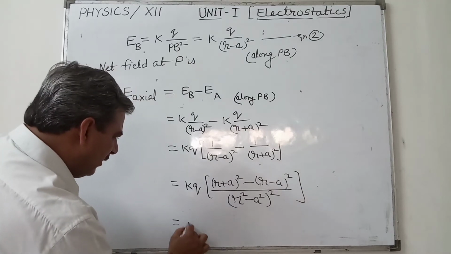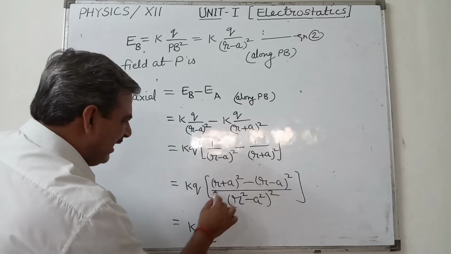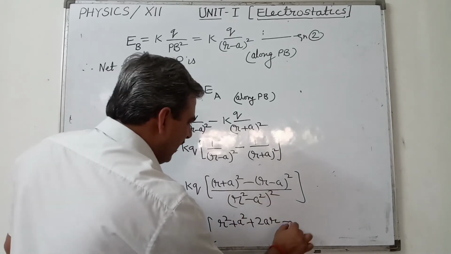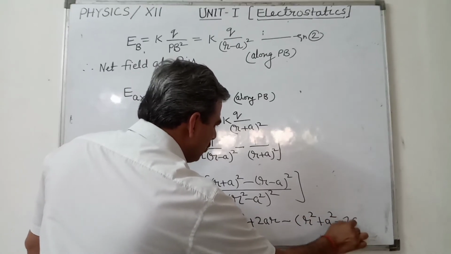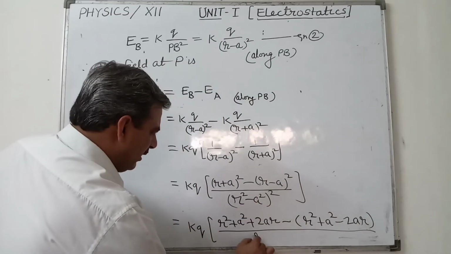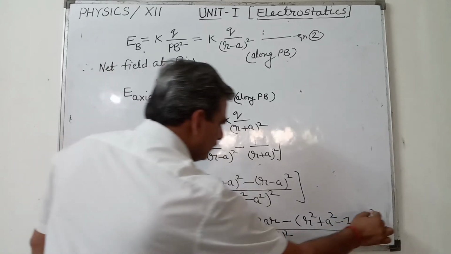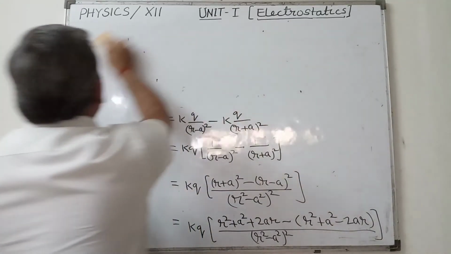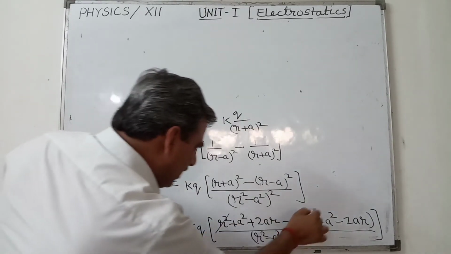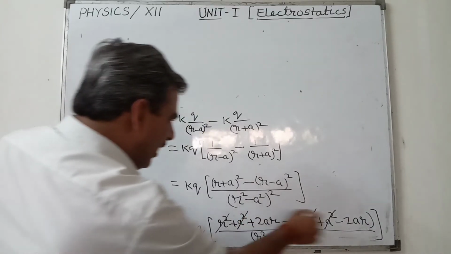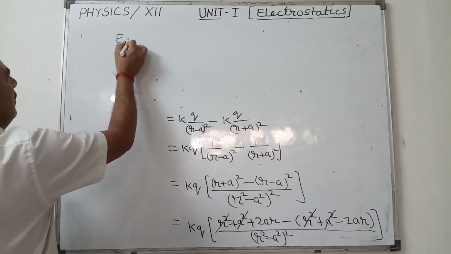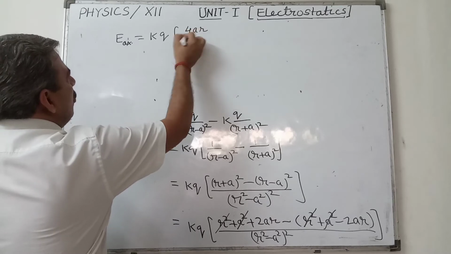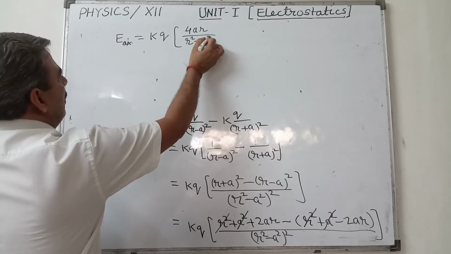So what you can do here further, K, Q, and if you simply open this by A plus B whole square, you have R square plus A square plus 2AR. In the same manner here also you have R square plus A square minus 2AR over what is here? R square minus A square whole square. You have this thing. So from here you can see that R square and this minus R square get cancelled, A square minus A square get cancelled, and you are left with 4AR. So you have E axial is equal to KQ. Within bracket you have 4AR over R square minus A square whole square, this thing.